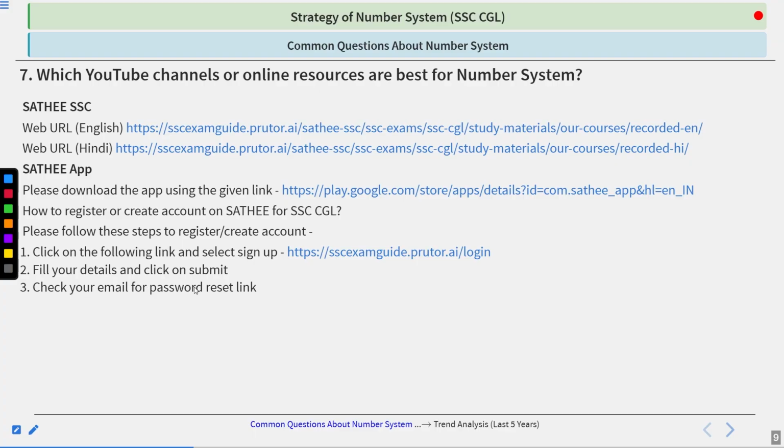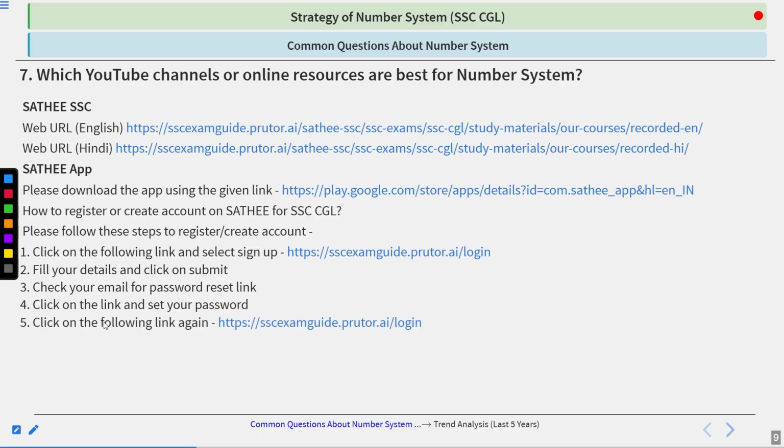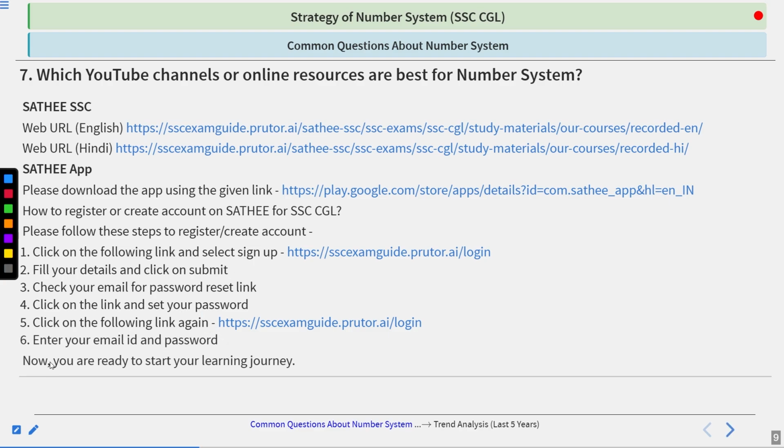Check your email and password reset link. Next, click on the link and set your password. After that, click on the following link again. Enter your email ID and password. Now you are ready to start your learning journey.